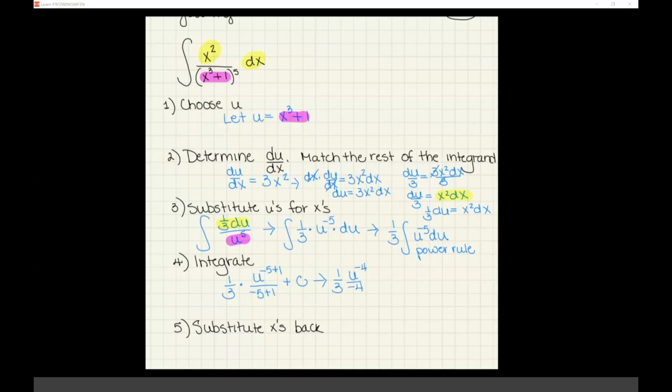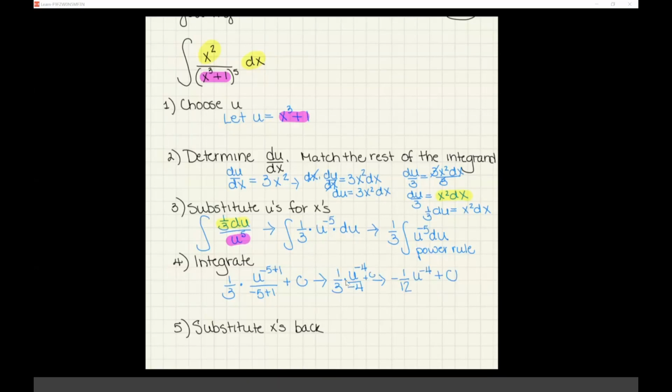Now, these two fractions are multiplied, yeah? So I have 1/3 times a -4 in the denominator. I could write that as -1/12 u to the -4 plus c. Again, I lost my plus c here.